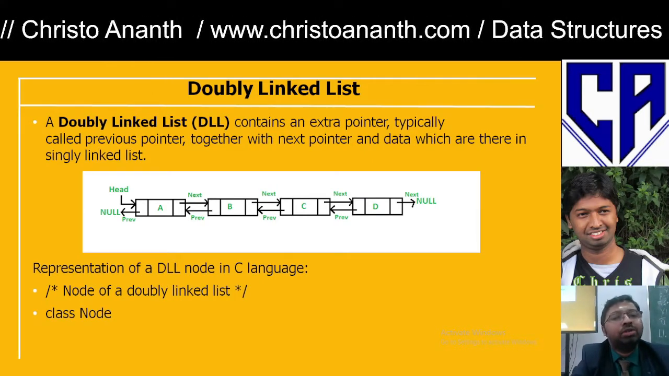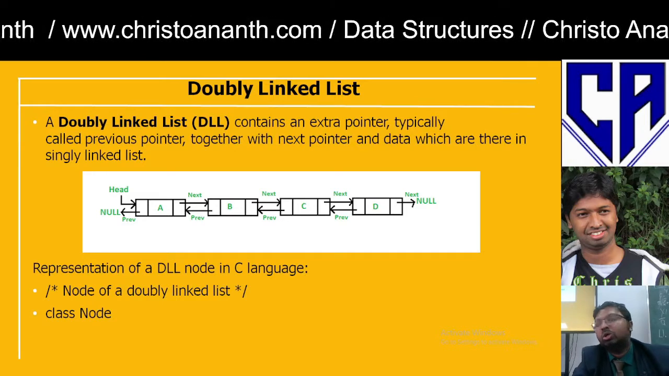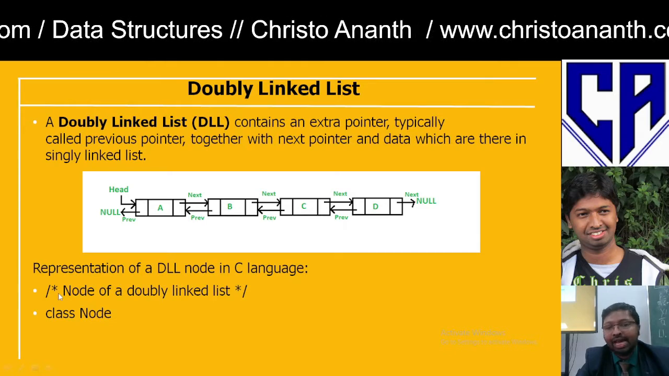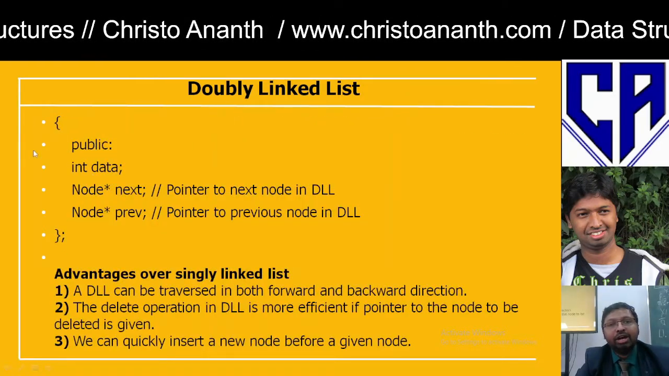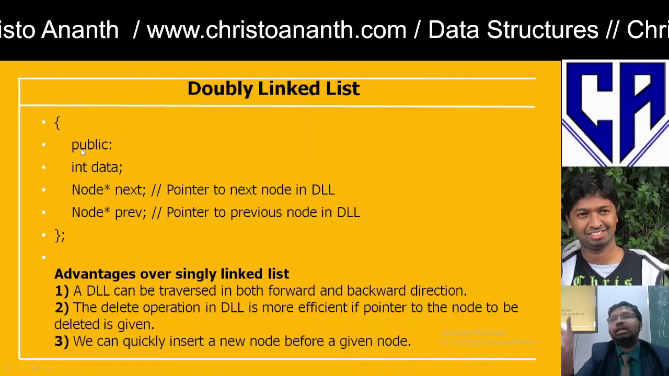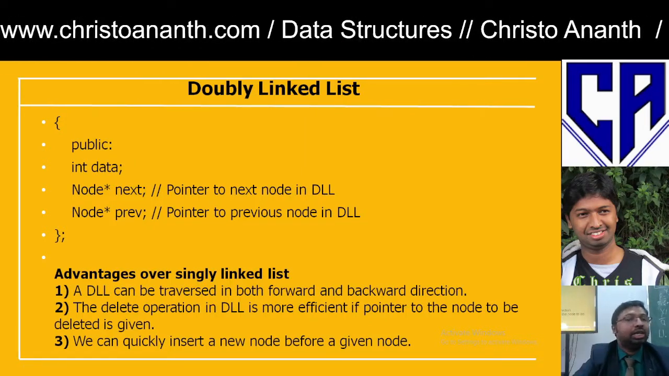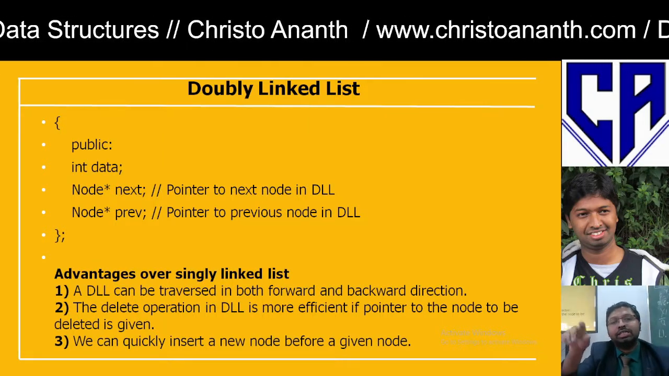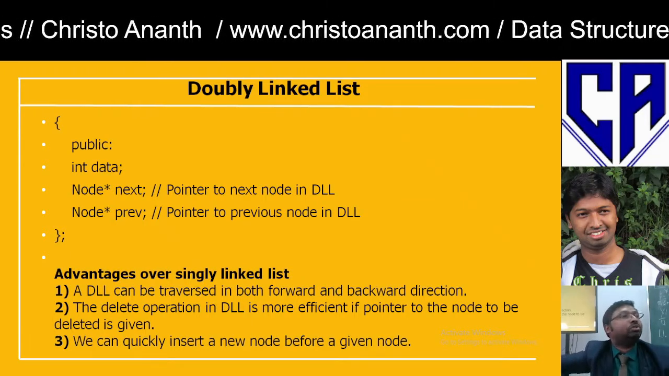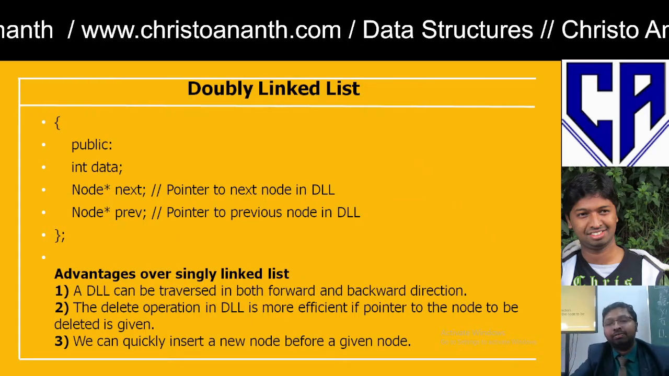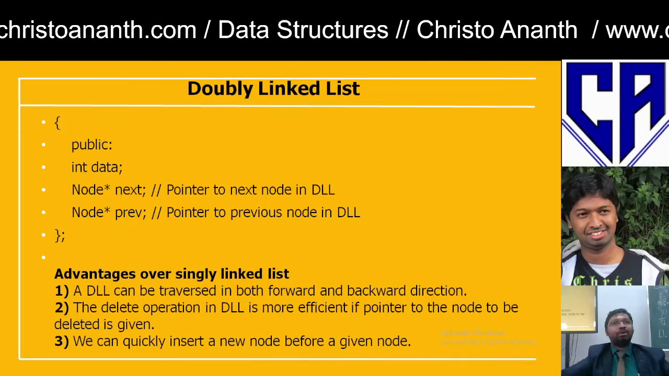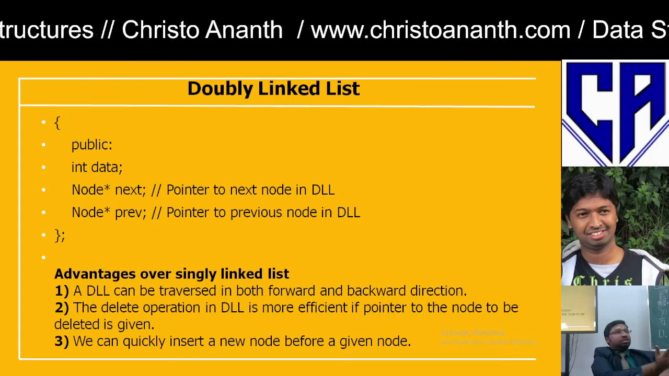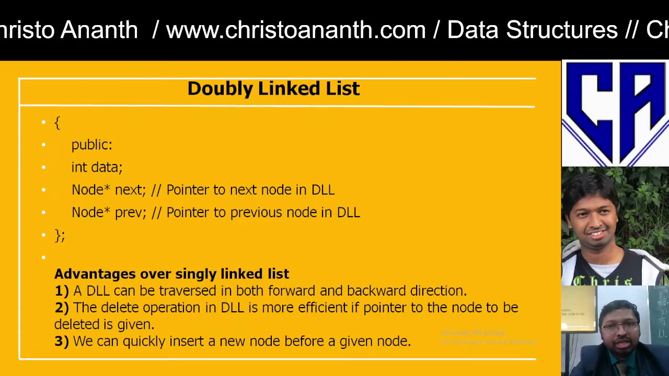Okay, so this is how you try to represent a doubly linked list node in the C language. For example, the node of a doubly linked list will have class node. Okay, and then you have public. You don't term it as private, but you term it as public. Okay, int data, and then you have two pointers: node star next, it is the pointer to the next node, and then node star previous, it is the pointer to the previous node. Remember in the diagram we had next, next, next, next, previous, previous, previous, previous. Okay, so this is the doubly linked list.